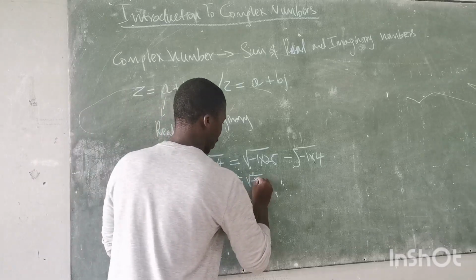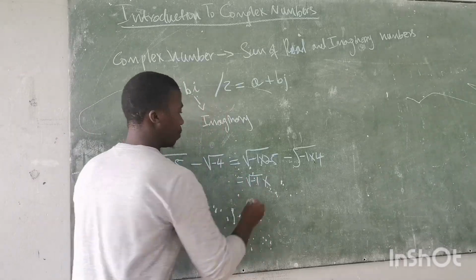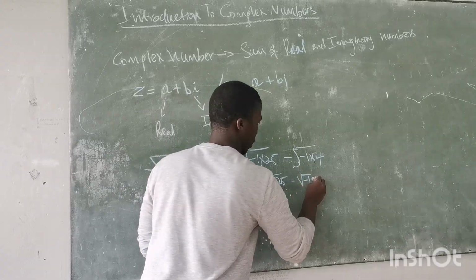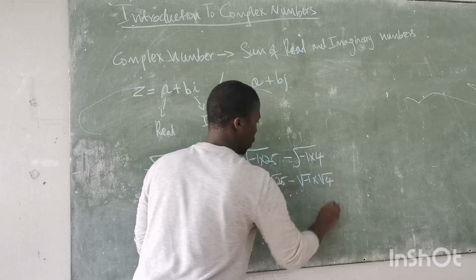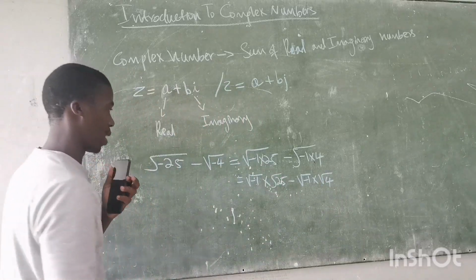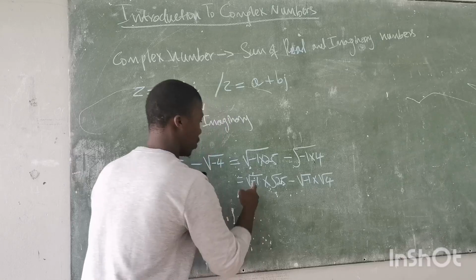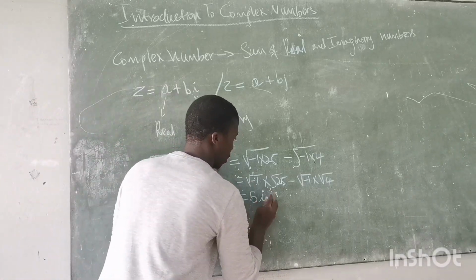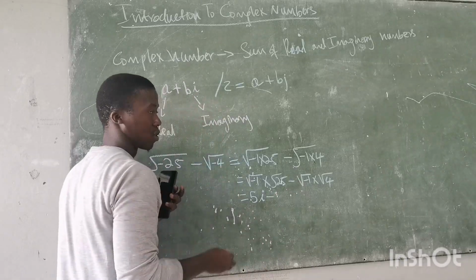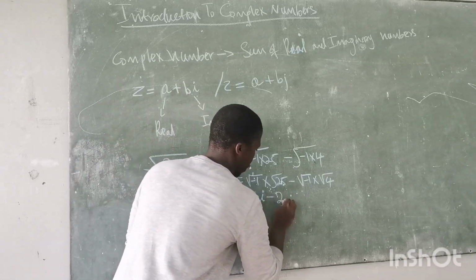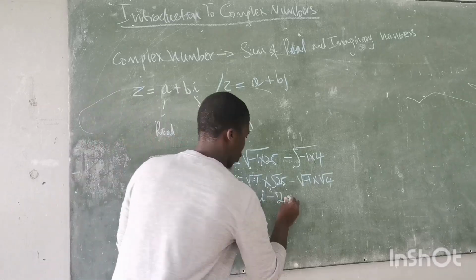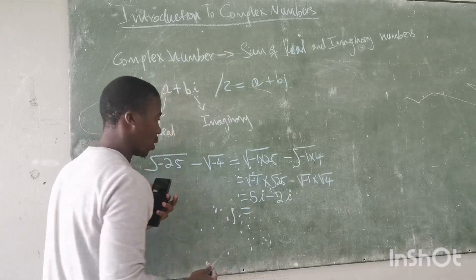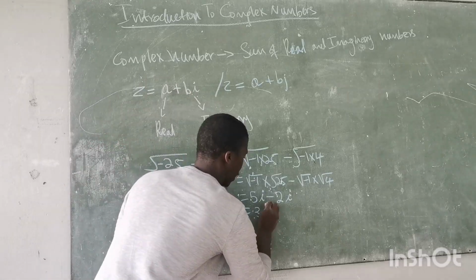We have root negative 1 multiplied by root of 25 minus root negative 1 multiplied by the root of 4. Square root of 25 is 5, right? We don't know what the square root of negative 1 is. That is our imaginary part, right? Minus square root of 4, that is 2, right? And then we all know the square root of negative 1 is going to be another i. So we have 5i minus 2i. So basically it's going to be 3i.